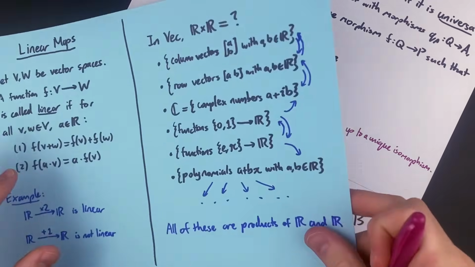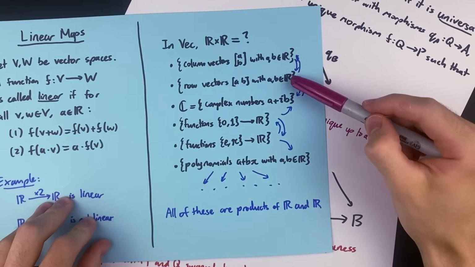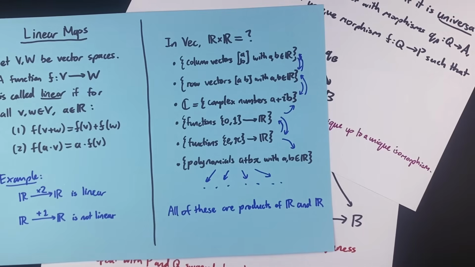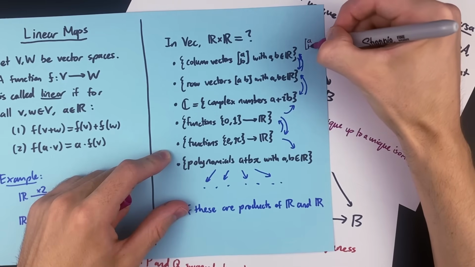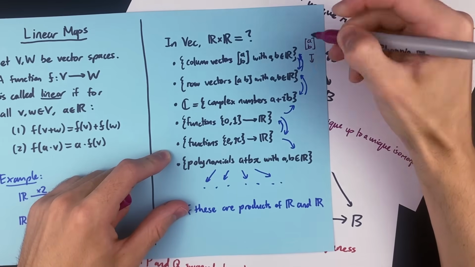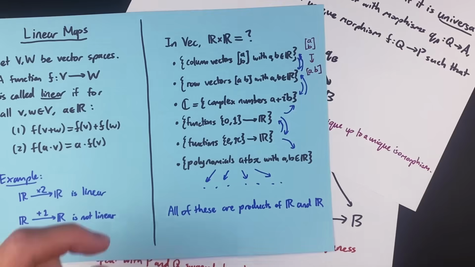For example, we saw earlier that the space of two-dimensional row vectors and the space of two-dimensional column vectors were both products of the real numbers with itself. If we take the projection morphisms to be the functions extracting the first and second entries of a vector, then there is exactly one map between these two vector spaces respecting that product structure, and it's the map sending a column vector of components A, B to the row vector of components A, B.